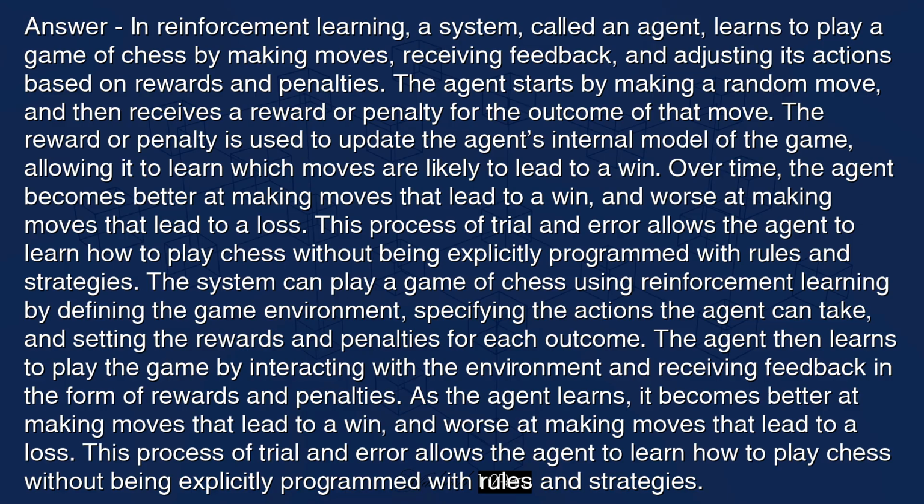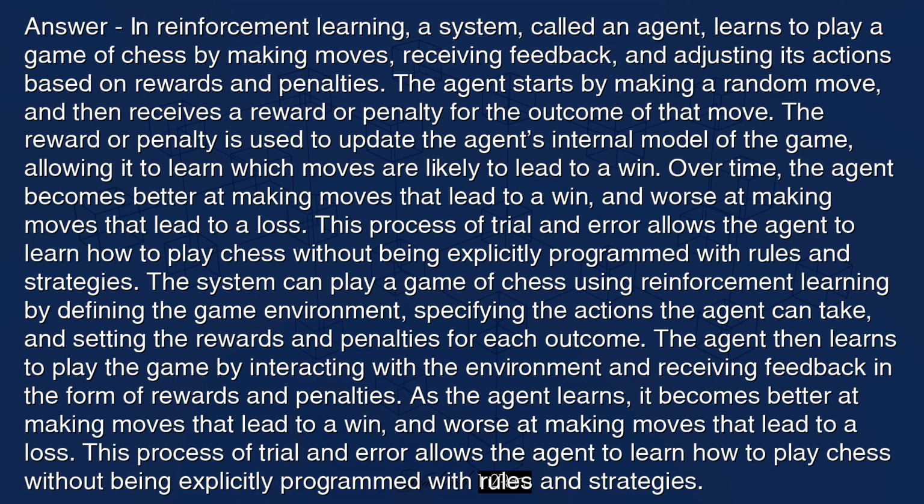Over time, the agent becomes better at making moves that lead to a win, and worse at making moves that lead to a loss. This process of trial and error allows the agent to learn how to play chess without being explicitly programmed with rules and strategies. The system can play a game of chess using reinforcement learning by defining the game environment, specifying the actions the agent can take, and setting the rewards and penalties for each outcome.